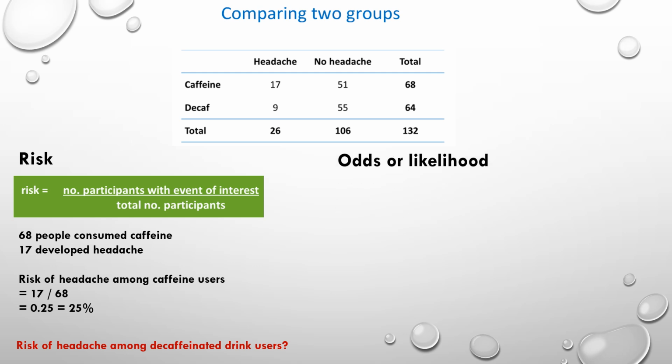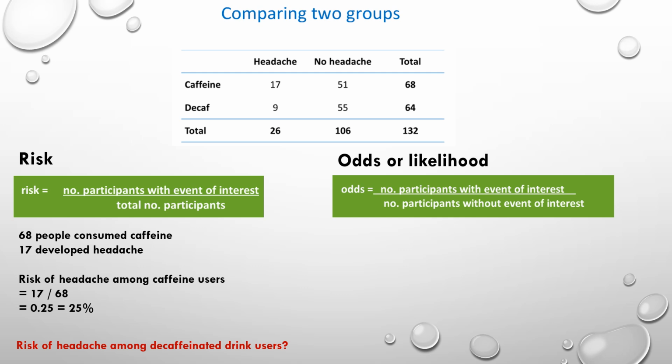Now we can go through odds or likelihood. What is the odds of headache among caffeine drinkers? The odds definition is the number of participants with the event of interest divided by the number of participants without the event of interest. The odds of headache among caffeine users will be those who got headache among caffeine users divided by those who didn't get headache among caffeine users.